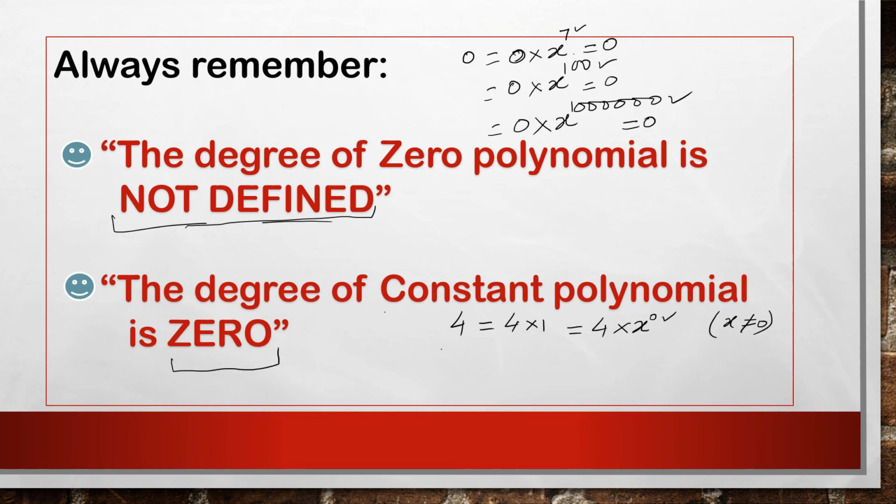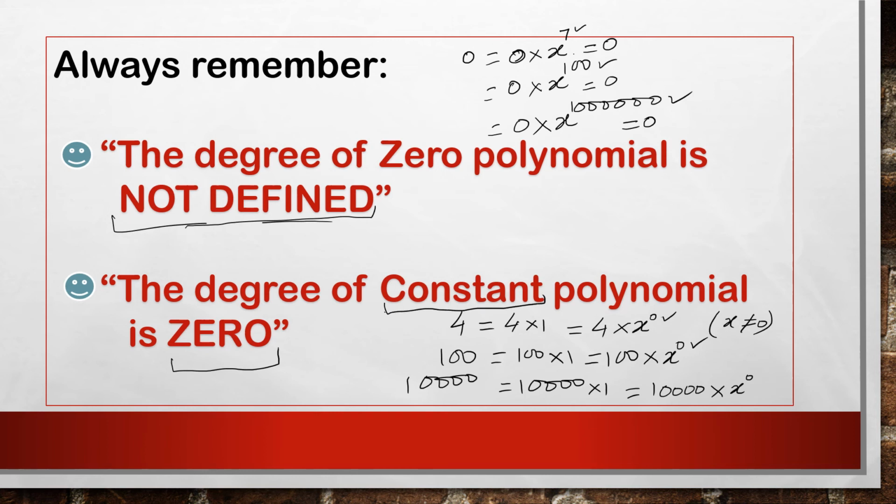Suppose I write 100. 100 can be written as 100 into 1. So 100 into 1 means 100 multiplied by x power 0. Again we get degree as 0. So whatever number we consider, we can write that number into 1, and further it can be written as x power 0. So that is why the degree of the constant polynomial is 0, and the degree of zero polynomial is not defined. Never forget this. You will use this in your further classes also.